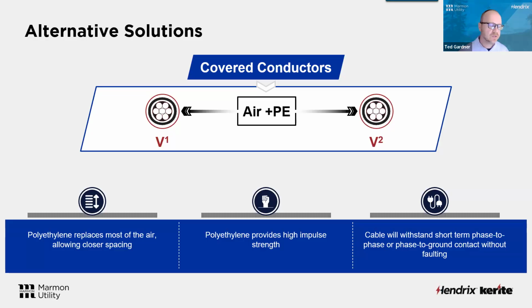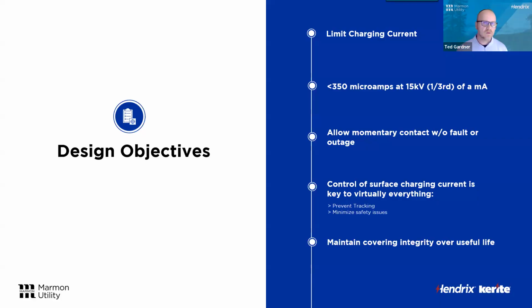We want it to withstand short-term phase-to-phase contact with vegetation, but it's primarily momentary contact, incidental contact. Primarily what we want to do is limit the charging current on the surface of the conductor. So this isn't what you would consider insulated cable, although the covering does have insulative properties.